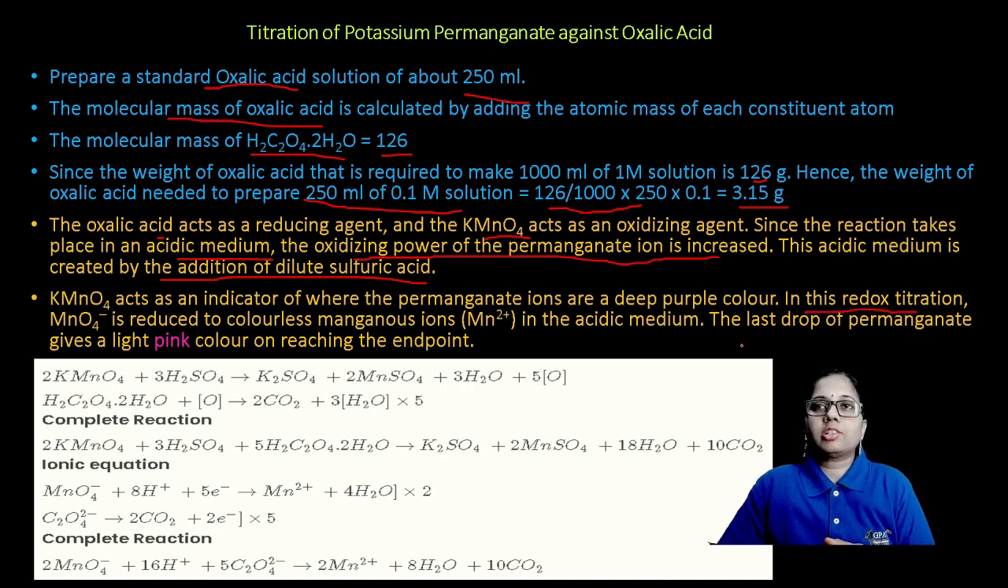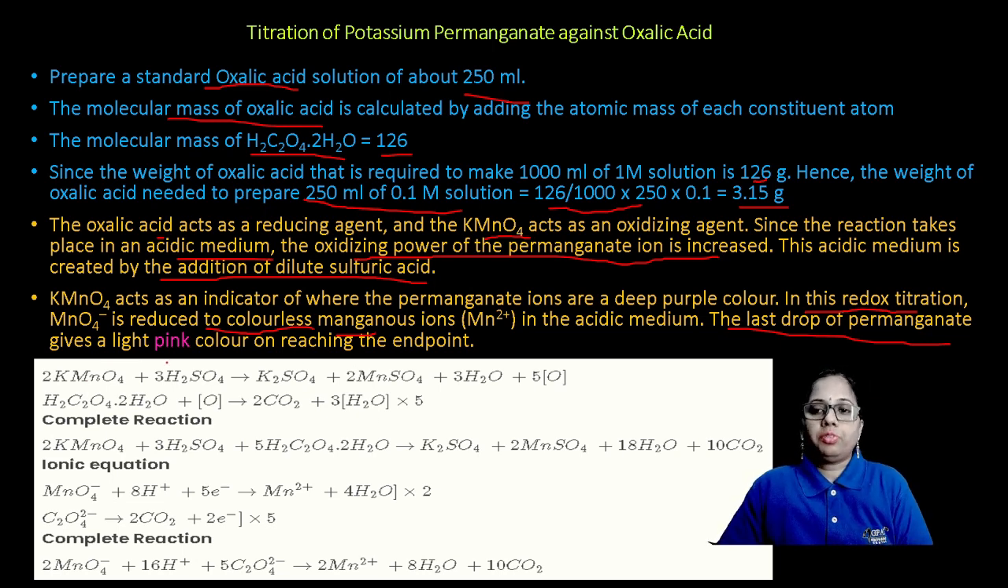So in this redox titration, permanganate ions, MnO4, are reduced to colorless. Reduction is going to take place because it is an oxidizing agent. So permanganate ions are going to be reduced to the colorless manganese ions, Mn+2. In the acidic medium, the last drop of permanganate gives a light pink color on reaching the end point.